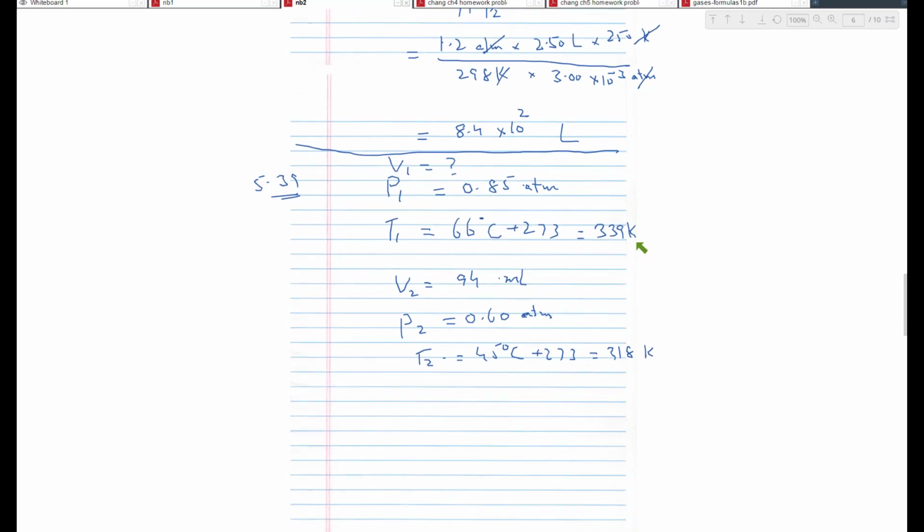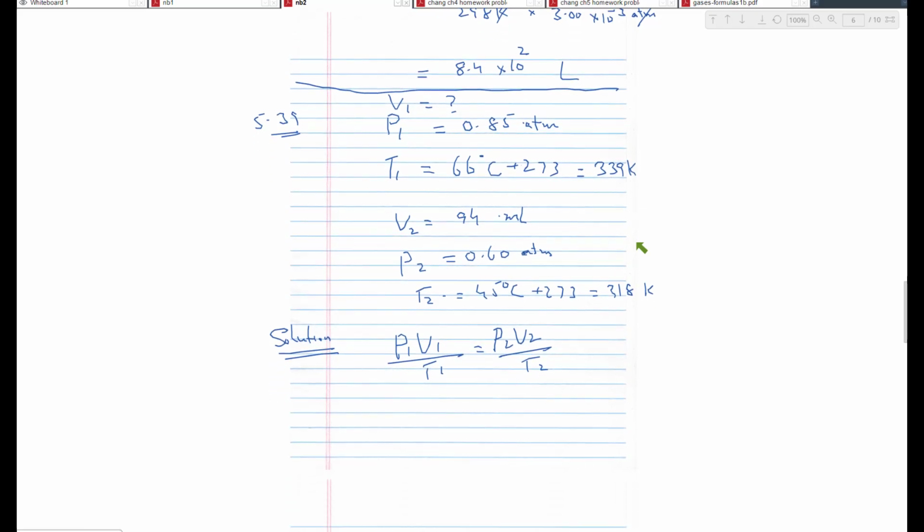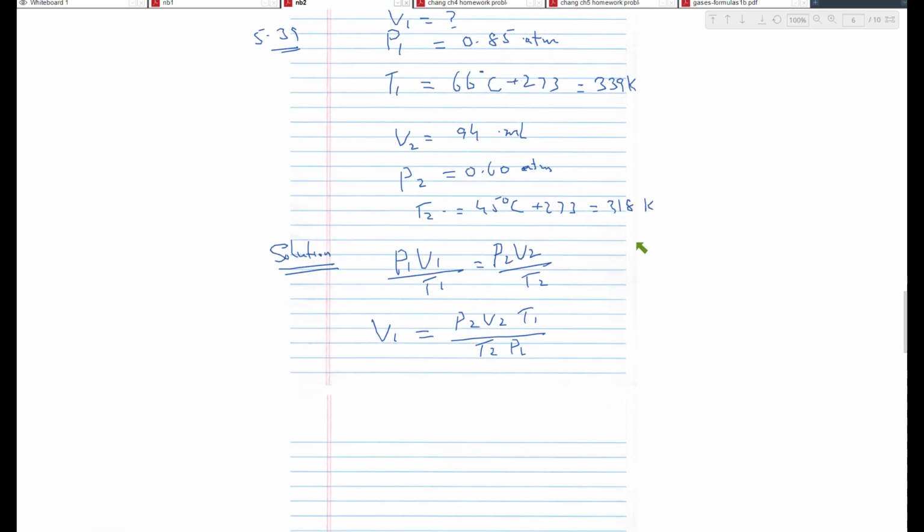What formula do we have to use for solving this problem? It reminds me of the last one that we did, so I'm going to rearrange the general gas equation. P1 V1 over T1 is equal to P2 V2 over T2. Because we have to figure out V1, rearrange for V1. Now plug in the values.